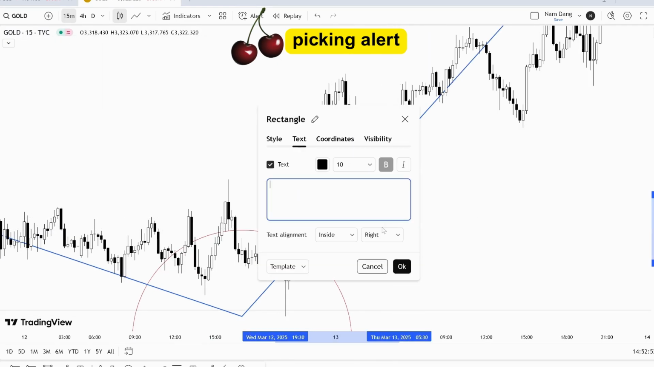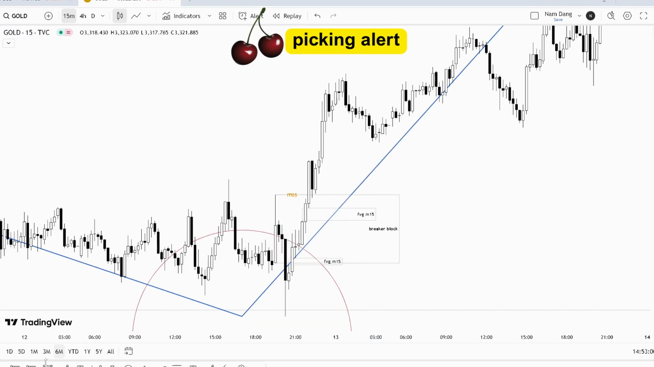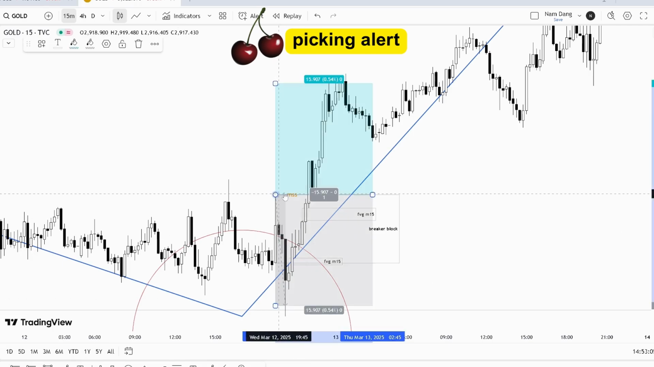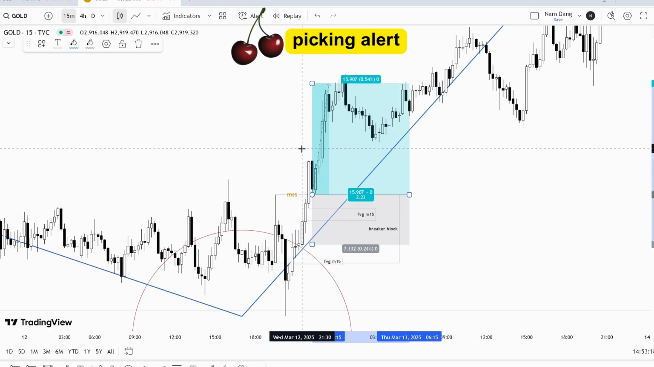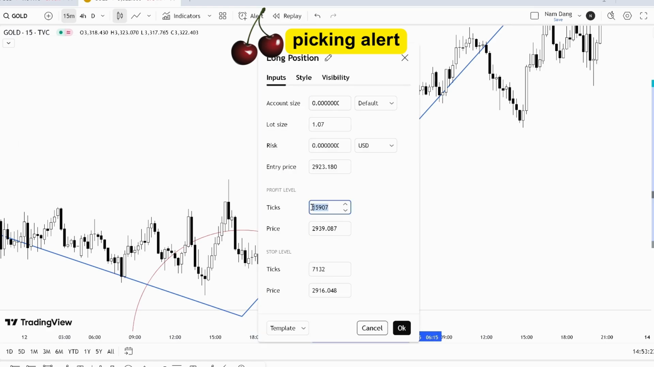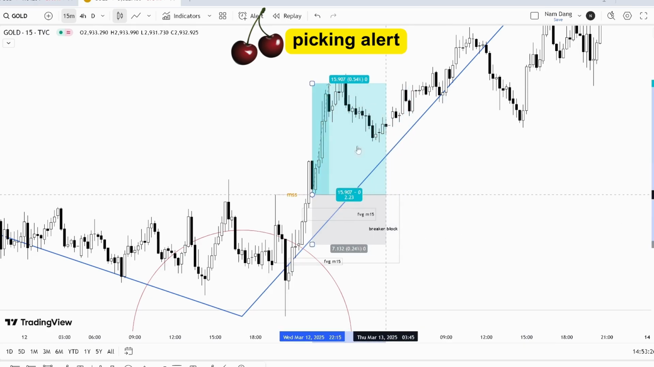One of the models we can use here is the breaker block entry. We place a buy limit at the highest point of the breaker block. Set your stop loss just below the candle that initiated the fair value gap. For the take profit, you can go for a 1-to-2 risk-to-reward ratio, a solid target in most setups.